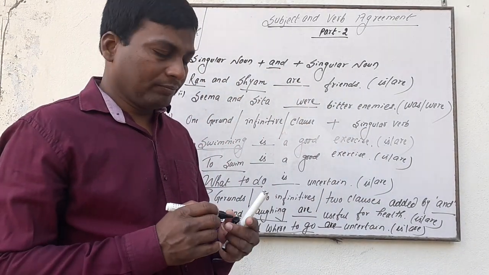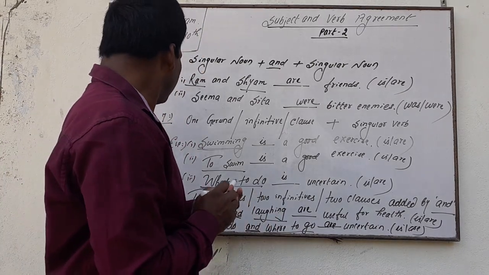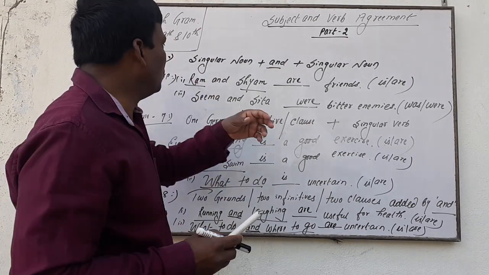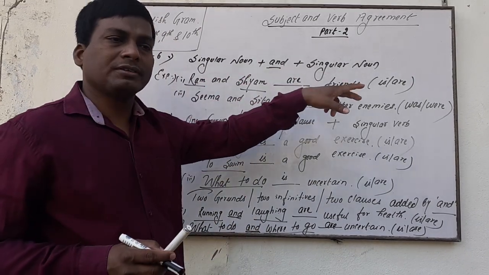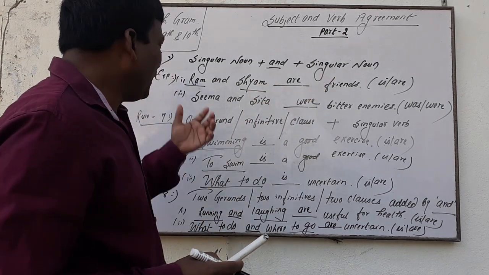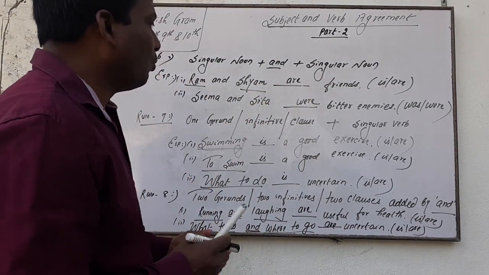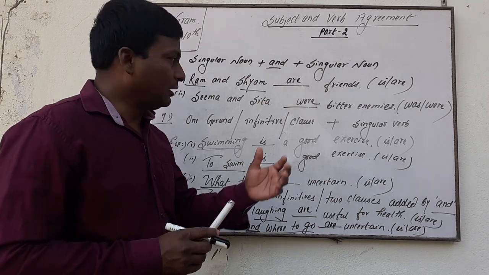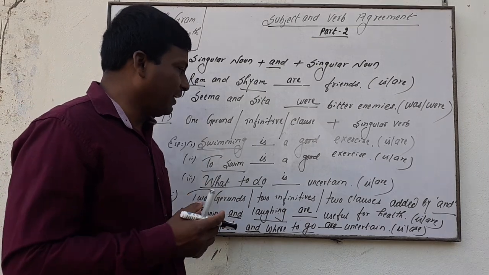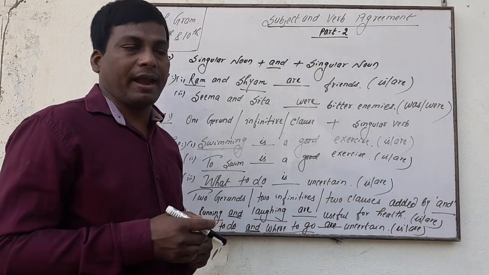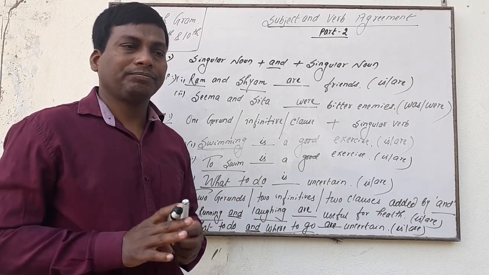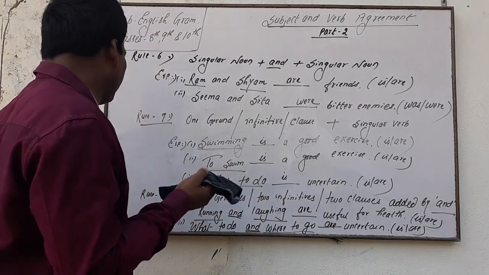Is it clear? So first in rule number 6, I taught you when two singular nouns are joined by and, the verb will be plural. When there is one gerund or one infinitive or one clause, then it will take singular form. And when there are two gerunds and two infinitives or two clauses added by and, then they will take plural verb. Clear? Then, next rule number 9.